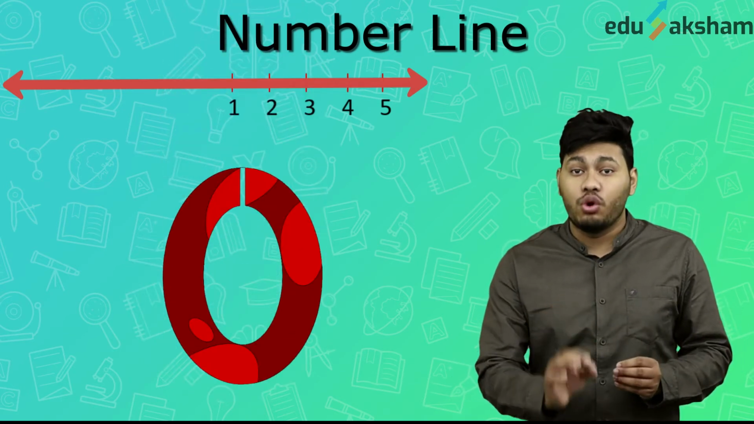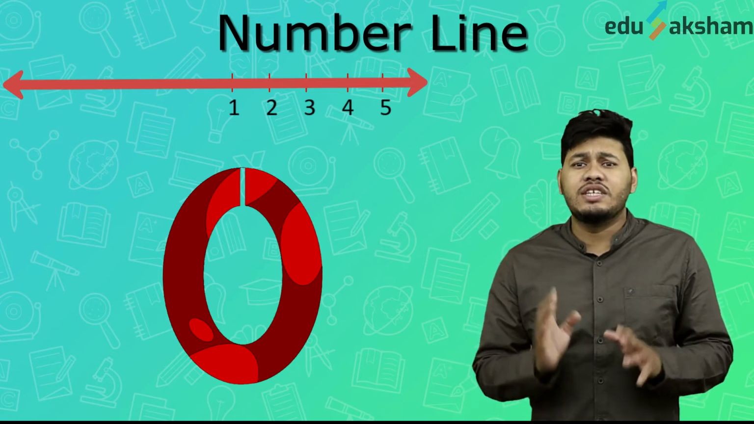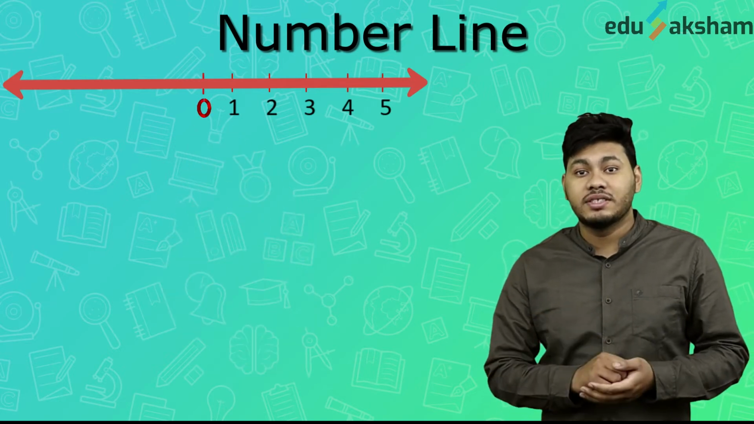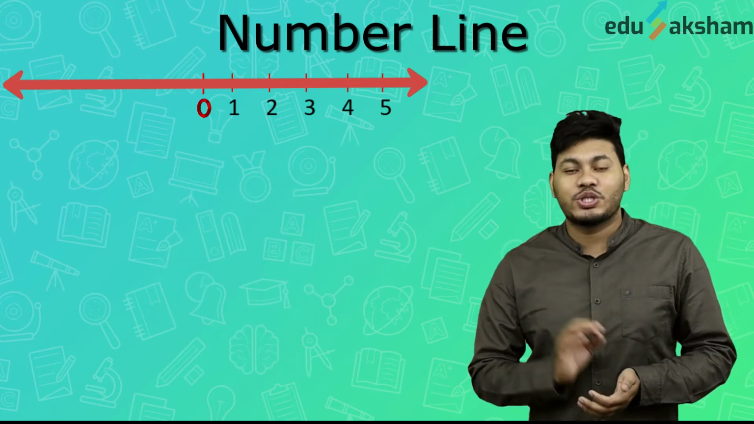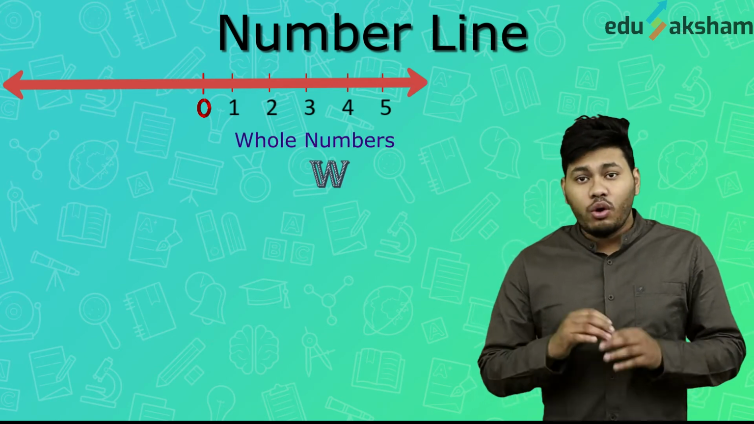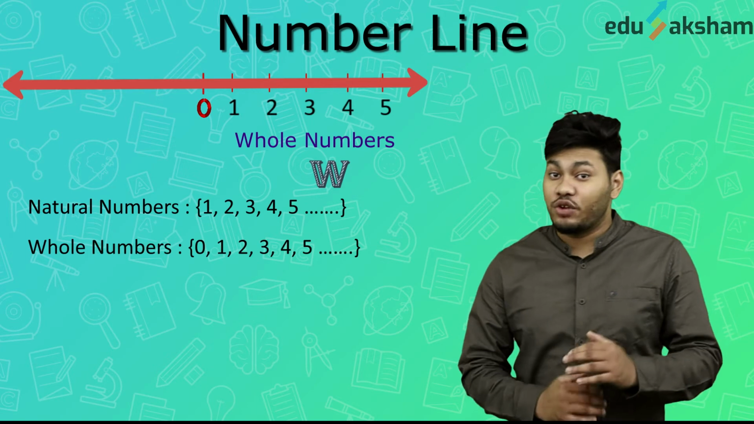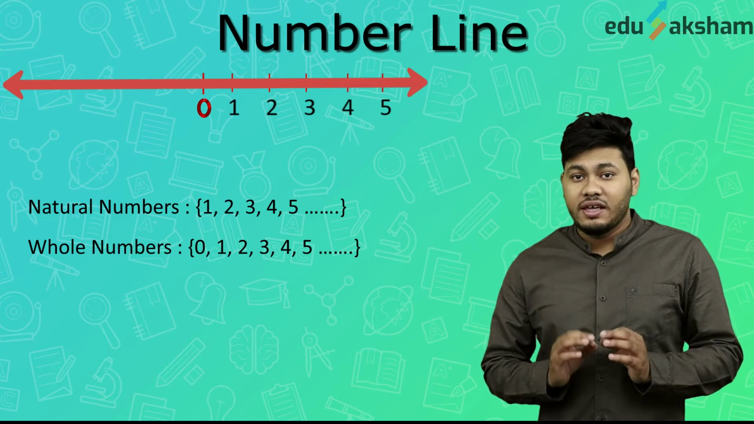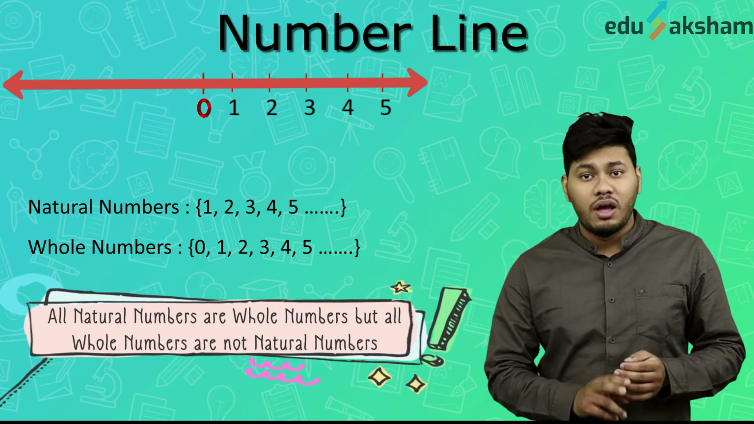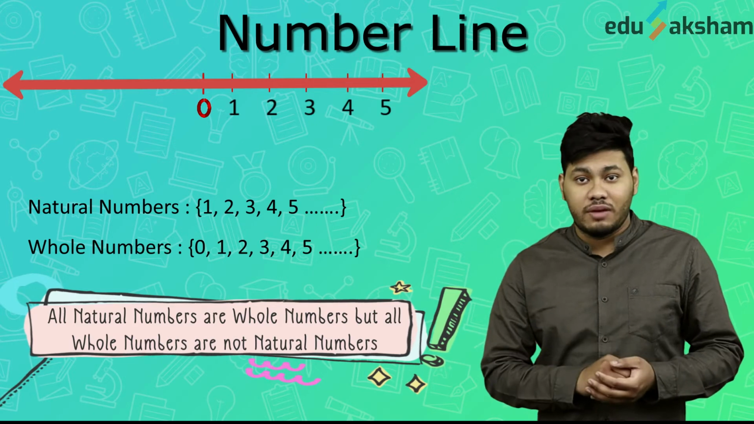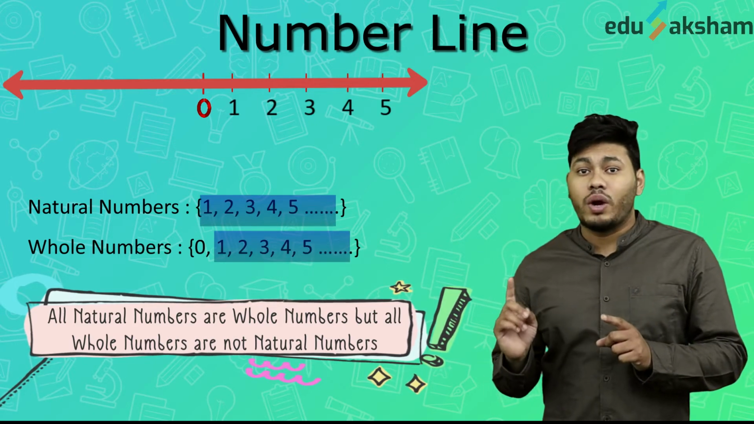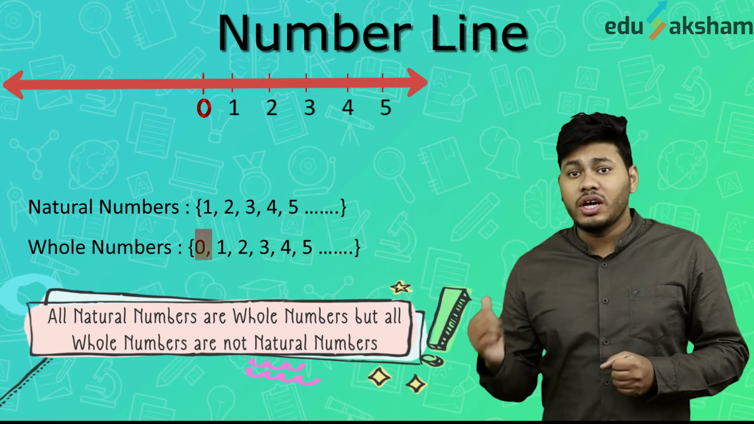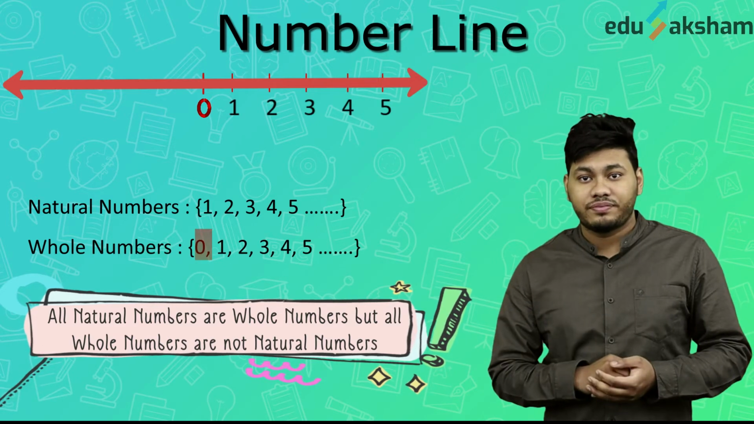0 basically defines no or nothing, or let's say 0 defines an empty set. So this 0, when added to the set of natural numbers, gave us an entirely new set, which was called the set of whole numbers. Now if I want to compare the set of natural numbers and the set of whole numbers, how will I do it? I will observe both the sets carefully and I will say that every natural number is a whole number, but every whole number is not a natural number. This is because every natural number 1, 2, 3, 4 and so on, they are in the set of whole numbers, but 0, which is only a whole number, is not a natural number.